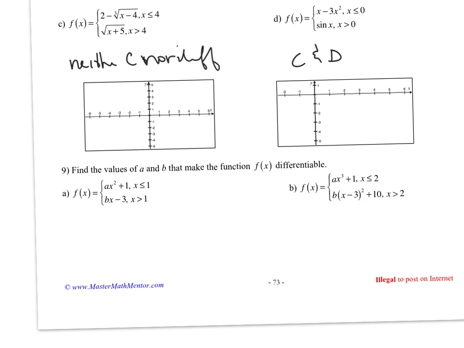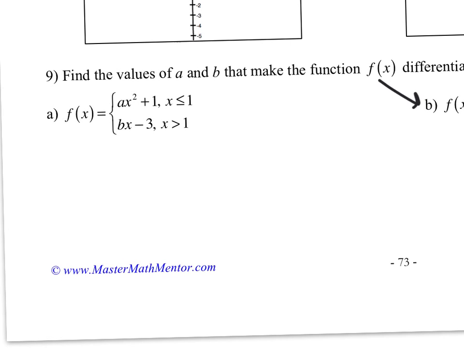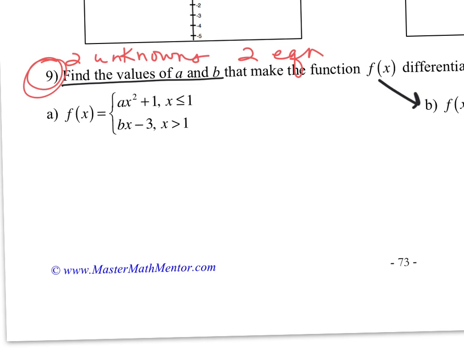And I'll do 9A so that you can then do 9B and we'll be done. Find the values of A and B that make the function differentiable. Since I have two unknowns, I need two equations. Any question like 9 is going to require you to look at the continuity and the differentiability. If the function is differentiable, and we're going to force it to be, then it's continuous, okay?